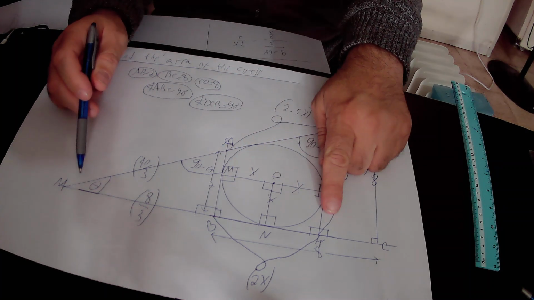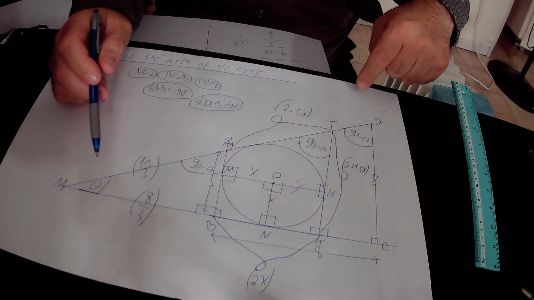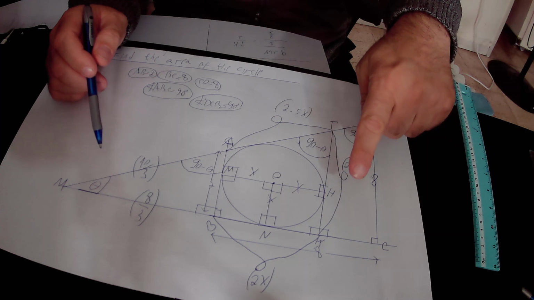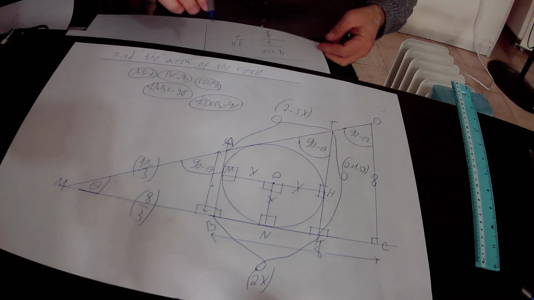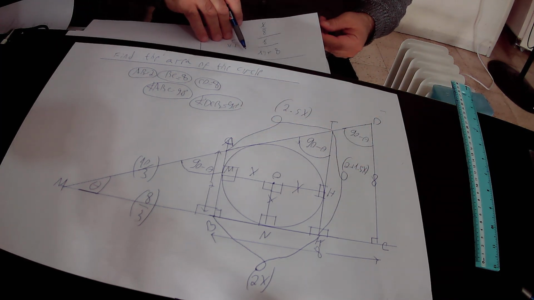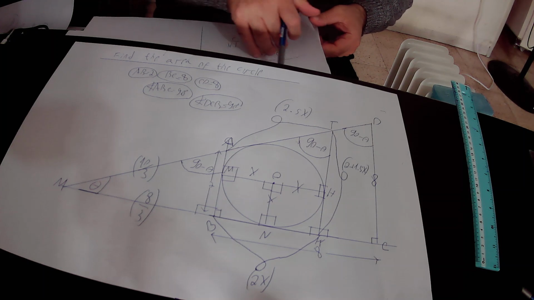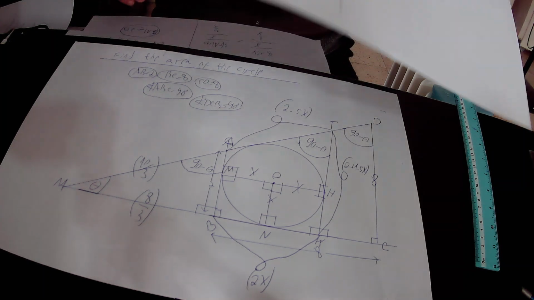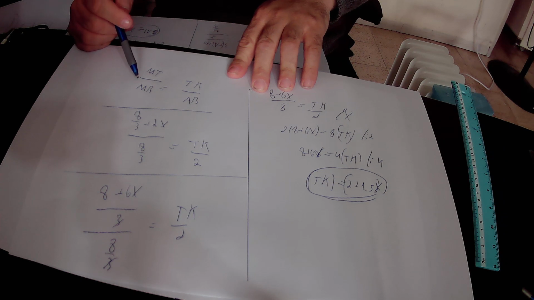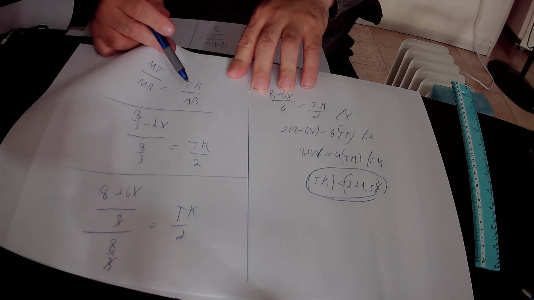That MT in the big triangle over MB in the small triangle equals TK in the big triangle over AB in the small triangle. I repeat again: MT over MB equals TK over AB.